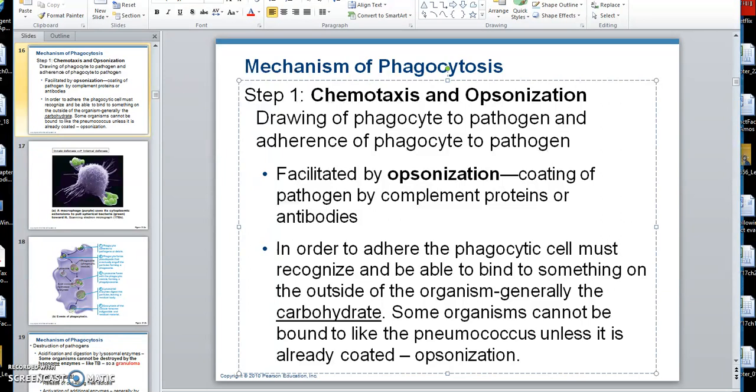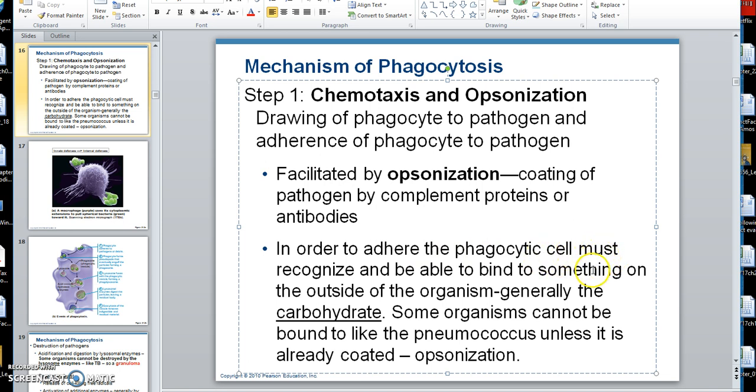Opsonization is to make it tasty so the phagocytic cell can adhere to the microorganism. So I go down here. The opsonization is a coating, and there are several things that can do that, which we'll cover as we go through this chapter. One is something called complement proteins. You don't know anything about that. The other is antibodies.